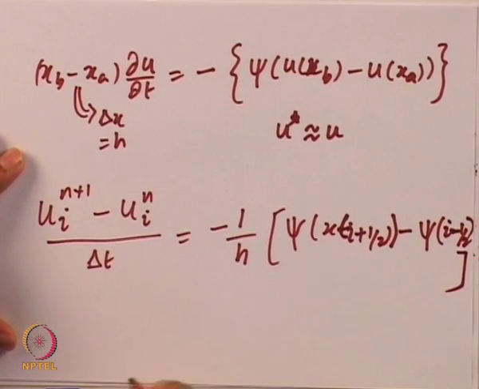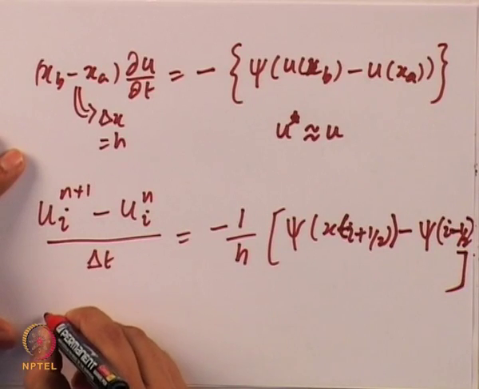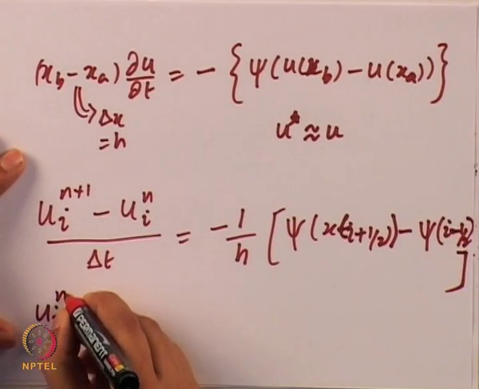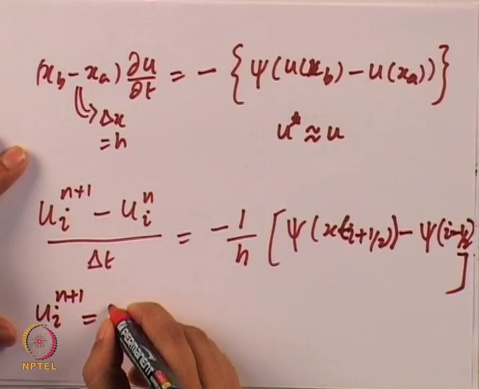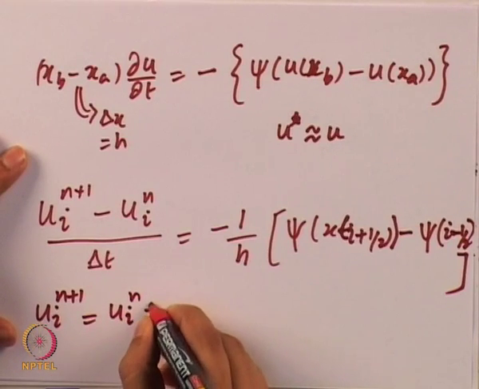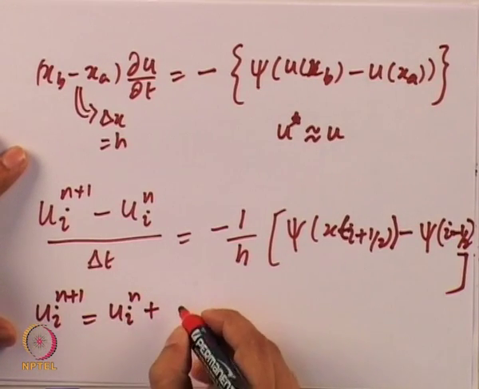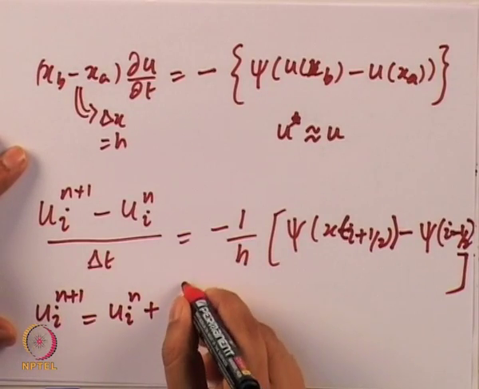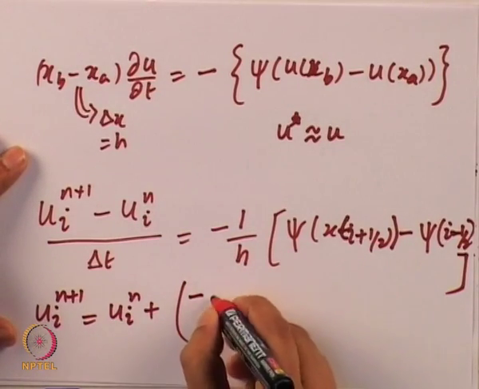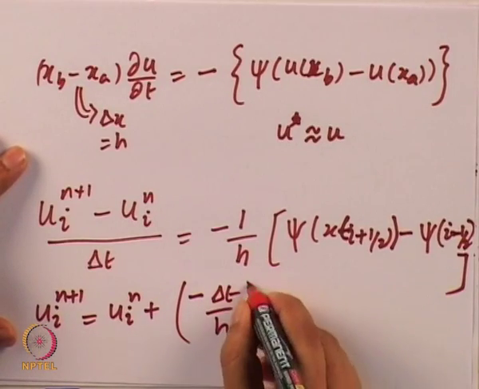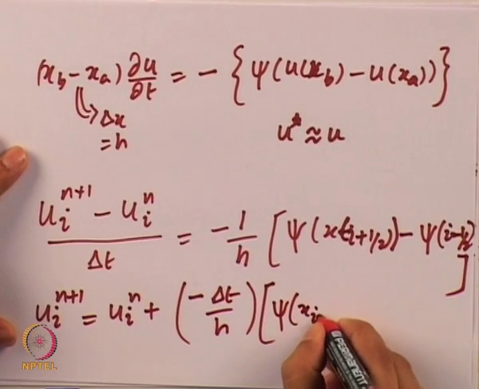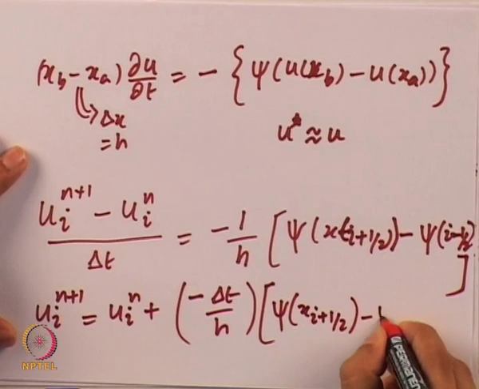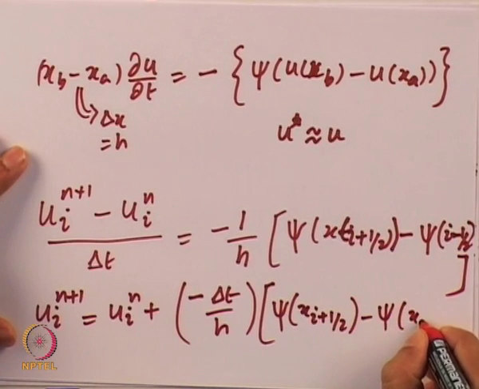So I have to close the bracket. So this, if I rearrange it a little bit, what I will get is u of i, n plus 1, is equal to u i of n plus, the minus sign is there interiorly, so I will put minus delta t by h and the flux function phi at x i plus half minus phi at x i minus half.